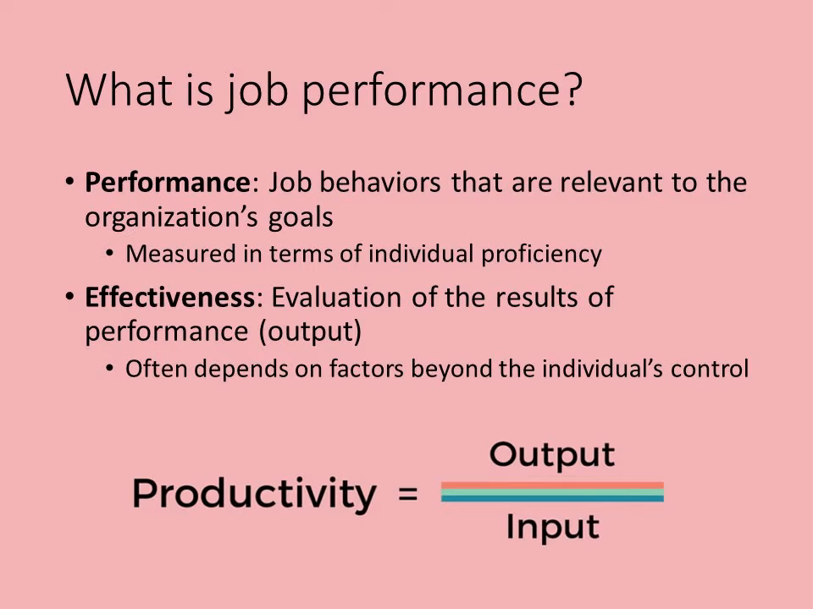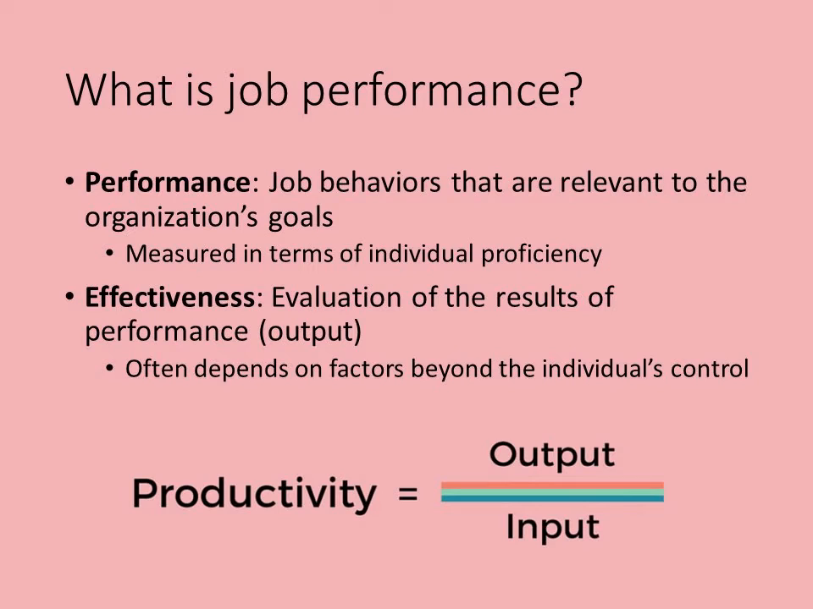When we perform our jobs, we create output, whether it's sales or content or some other criteria. When we measure these outcomes, we are evaluating job effectiveness. The output that we produce is not always under our complete control. There are external factors outside of ourselves that can impact the output we produce.